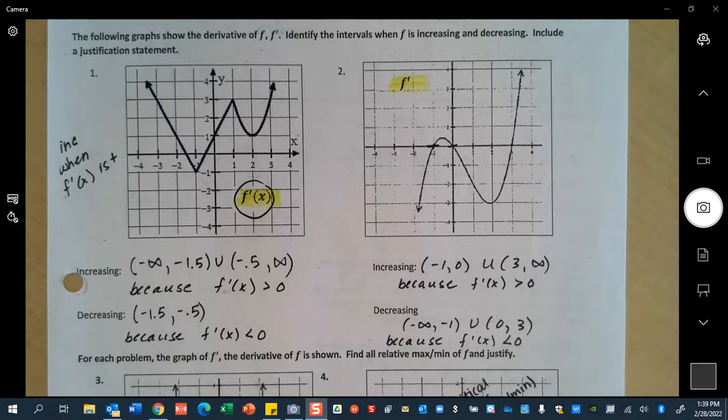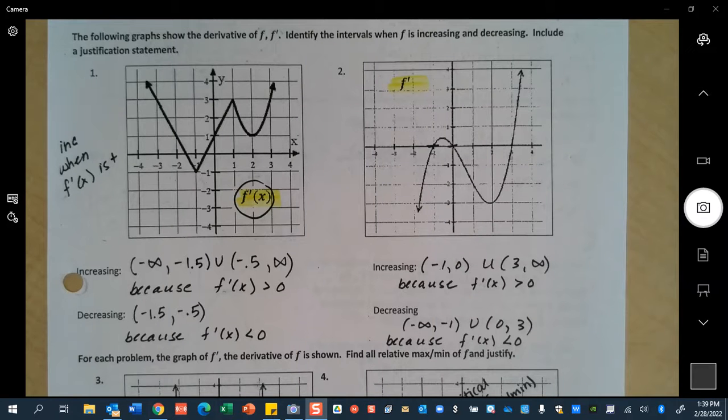And remember, when we're talking about intervals, we're talking about x values. Which x values am I talking about? Negative infinity to negative 1.5 is where my derivative is positive. From negative 1.5 to negative 0.5, that's where my derivative is below the line. From negative 0.5 up through infinity, that's where my derivative is positive.